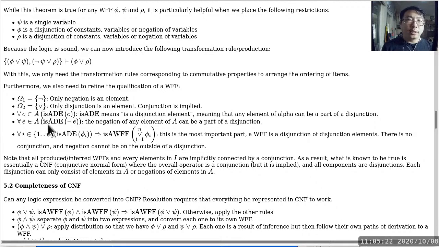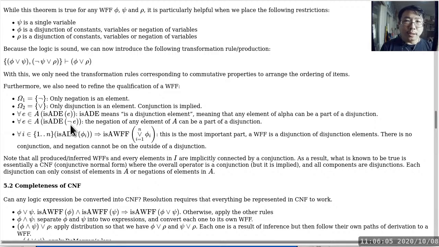But before we get to what is a well-formed formula, we have to get to is a disjunctive element. So is ADE is a predicate. It is basically just asking whether something can be qualified as a disjunctive element. So this particular definition here, we have seen already. Every element in alpha is automatically a disjunctive element. So you can pick anything in alpha, and that thing by itself is a disjunctive element. Now, why is it called a disjunctive element when there's no disjunction? Well, we'll see later, okay?